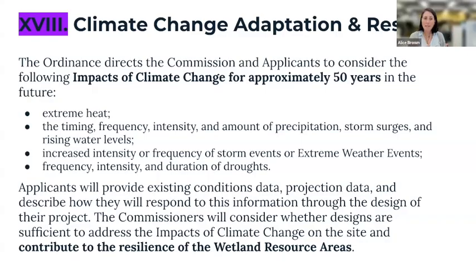So we're asking applicants to put in information. What is the data for how this is being impacted today, and what are the potential future impacts from climate change, and how are you planning for that? It might be in the types of trees you plant, it might be in the elevation of the land around a site, it might be in the way that stormwater is captured and held or released. You just want to consider these factors when applying.